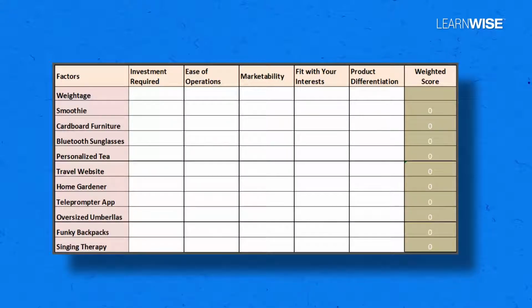The 5 factors I am using here are: 1. Investment required, 2. Ease of operations, 3. The marketability, 4. Fit with your interests and strengths, 5. Product differentiation. So let me get into a little bit about what exactly do these factors mean.